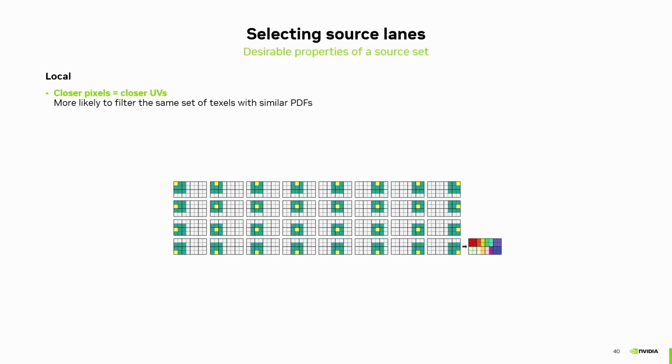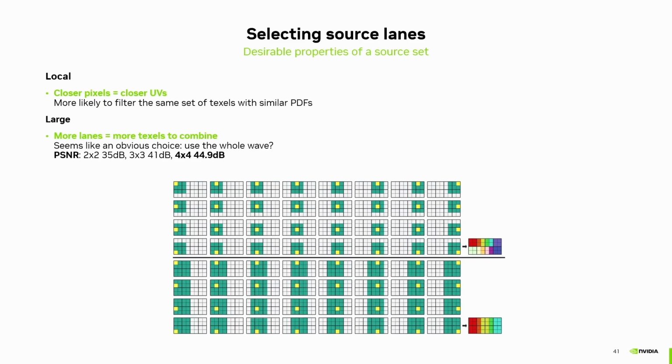But some intuitive properties. First of all, we would like this set to be local, right? The closer pixels are on screen, the closer the UVs, more opportunities for sharing. And the second intuitive idea is, okay, we want them to be large. More sharing means more samples, means higher quality, and PSNR seems to confirm it. The higher we go, the higher the PSNR.